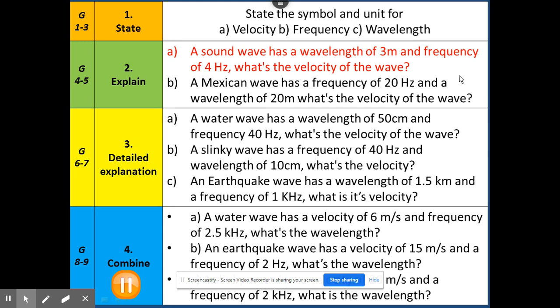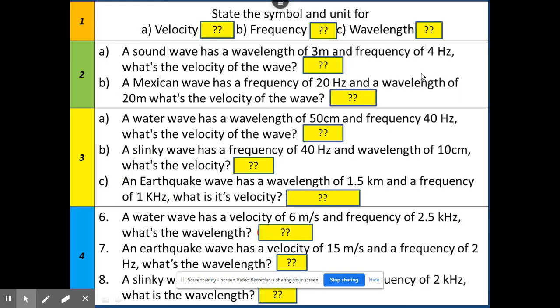Okay, let's go through the answers. In terms of velocity, the symbol is V and the units are meters per second. In terms of frequency, you should have got hertz, and the symbol for frequency is F. And then wavelength, it's that Greek letter, isn't it? Lambda, upside down Y, and the units are meters.